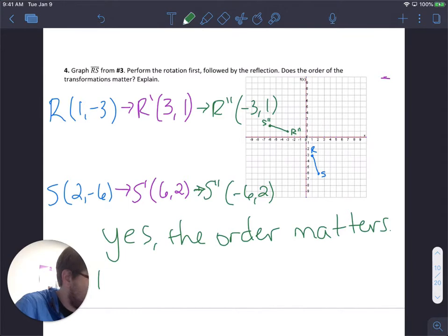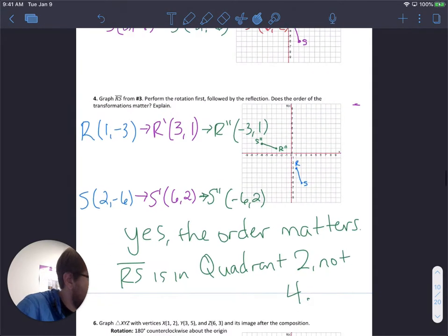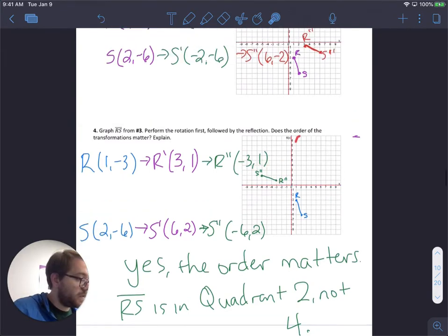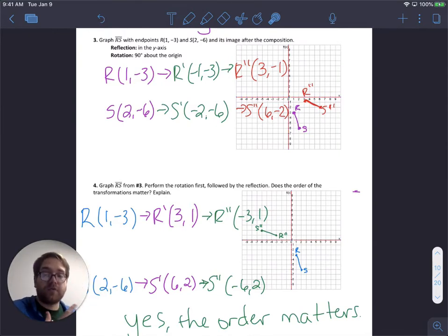Let's do this. Segment RS is in quadrant 2, not 4. So remember, our quadrants go 1, 2, 3, 4. So here, RS is in quadrant 2, but up here, RS is in quadrant 4. So obviously the order does matter in which you do these transformations. So you want to be careful with that when you're doing a composition, that you're doing it in the stated order.